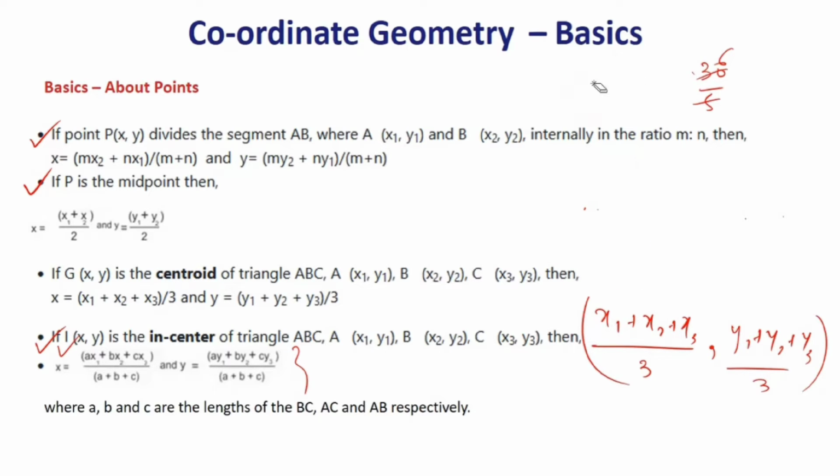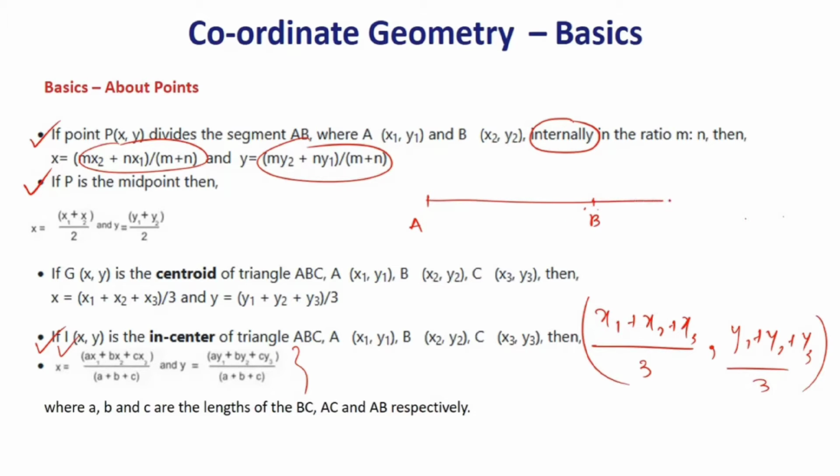There is an extension to the section formula. In the section formula, we understood (mx2 + nx1)/(m + n) and (my2 + ny1)/(m + n). That is in case of internal division. Let's say you have 2 points here, A and B, and you have another point C here, such that the ratio between AC is m and BC is n.